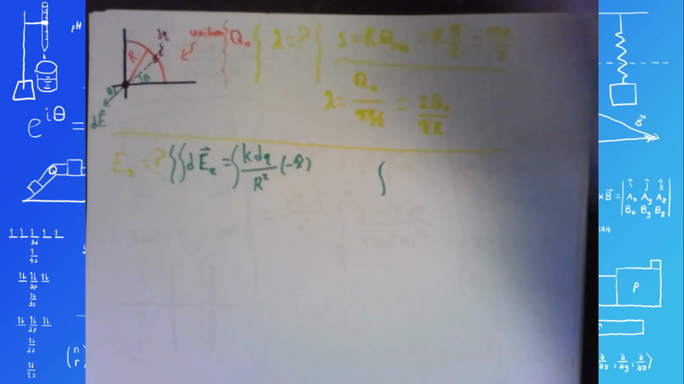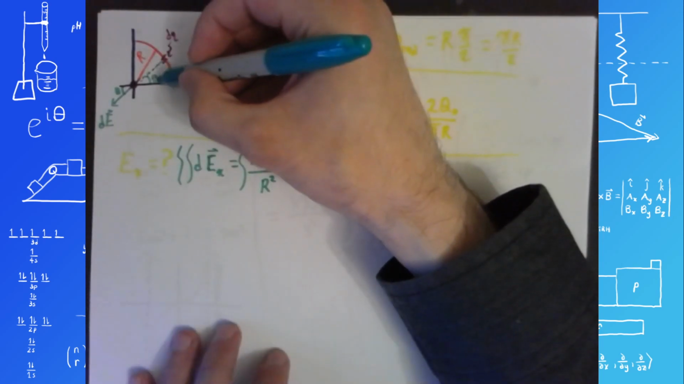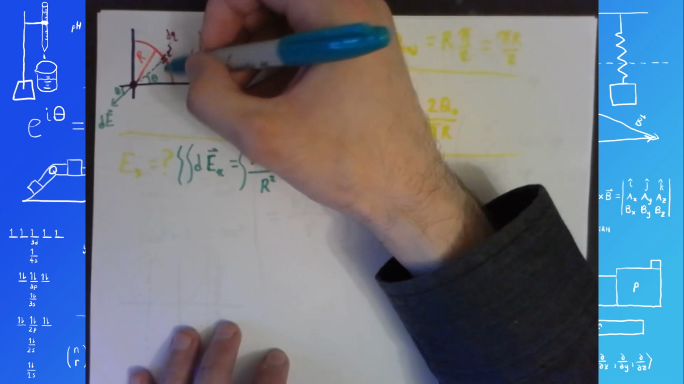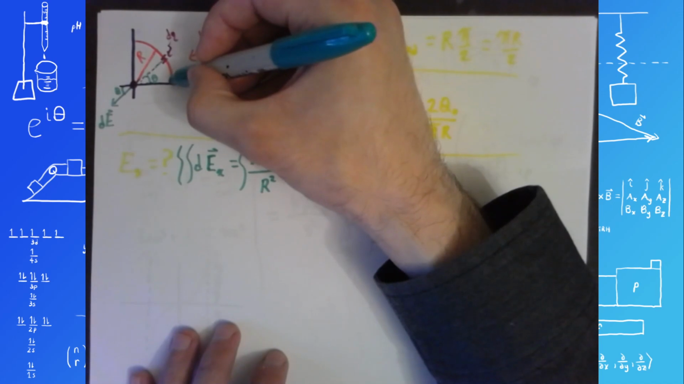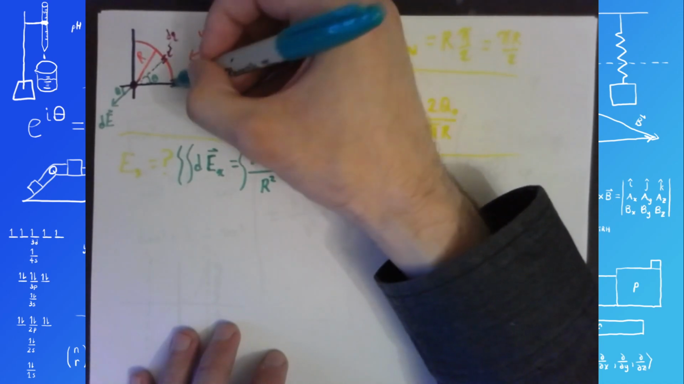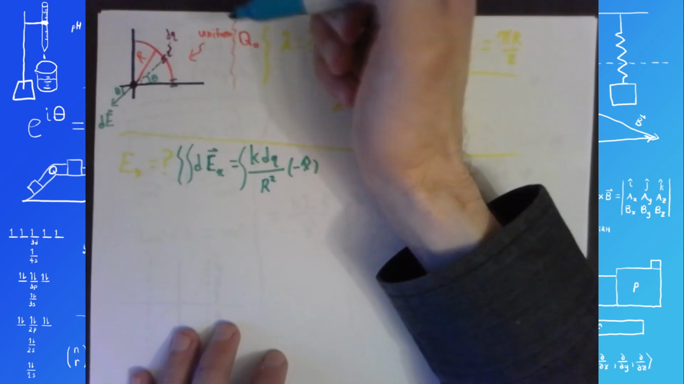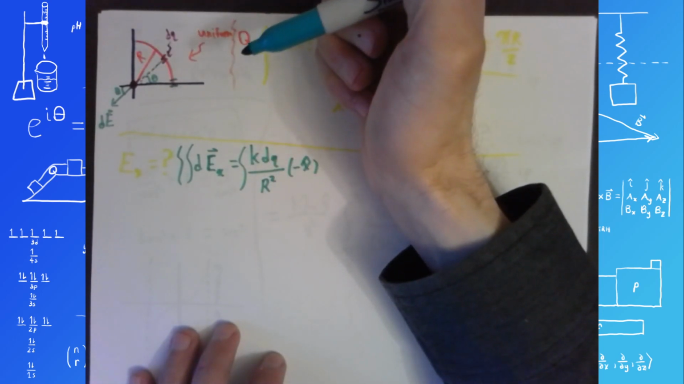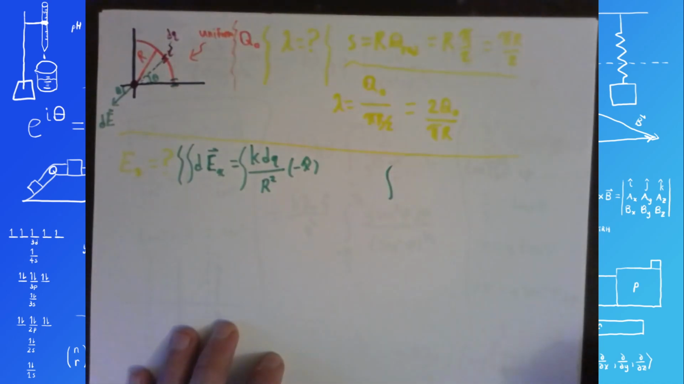And that something else is going to be our theta this time. Theta is a nice variable to use because we can have it start at 0 for this little slice and then work our way up to pi over 2. That would give us nice integration bounds. And so let's see if we can express dq in terms of theta.